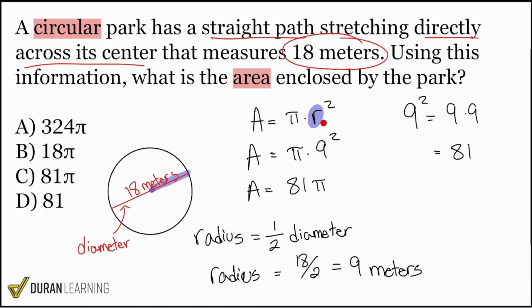That's what we plug in. And once we had that, then we're good. Pi times 9 squared. 9 squared is 81. They didn't say to remove the pi. And so there it is. 81 pi, and we're all good.